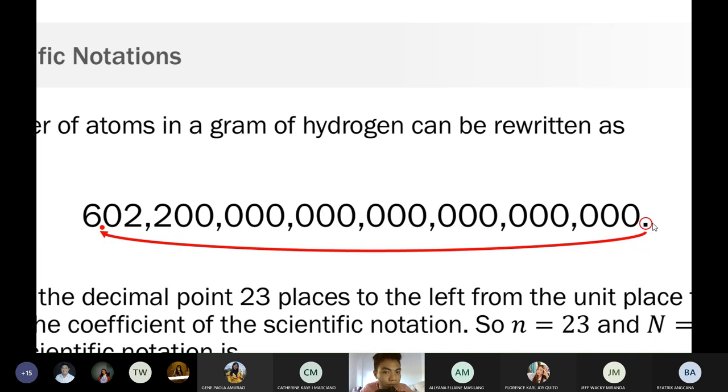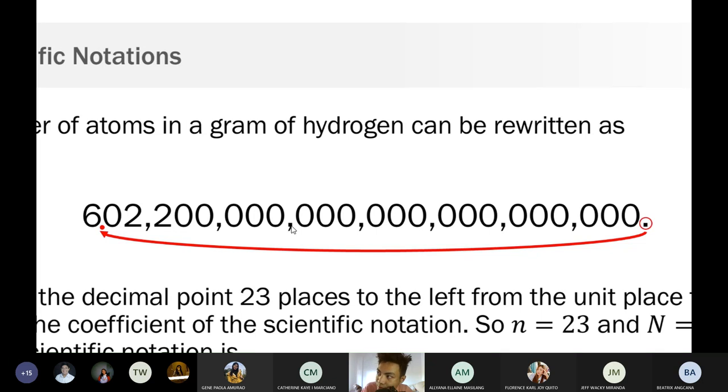And then what's next is that you will have to move your decimal point, so you will arrive with a coefficient that is within numbers 1 and 10, okay? So that's between those numbers. If I have my decimal point here and I did not move it, this entire number is way greater than 10. So that means this is not the final form of my scientific notation yet. So I have to move my decimal point to the left, so that I will come up with a coefficient that is within 1 to 10.